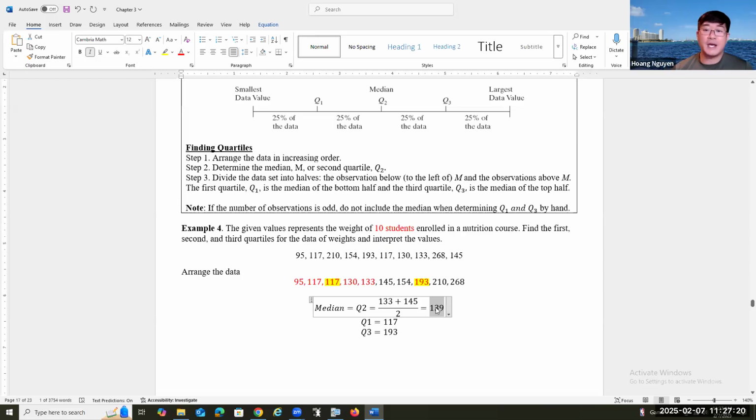percentile. So we can say that about 50% of the observations will be less than or equal to 139. For Q1, we have 117, so about 25% of the observations will be less than or equal to 117. And Q3 is equal to 193, so about 75% of the observations are less than or equal to 193. That's the interpretation of Q1, Q2, and Q3.